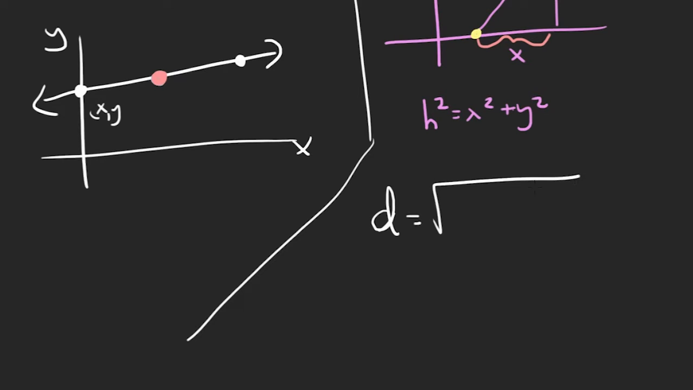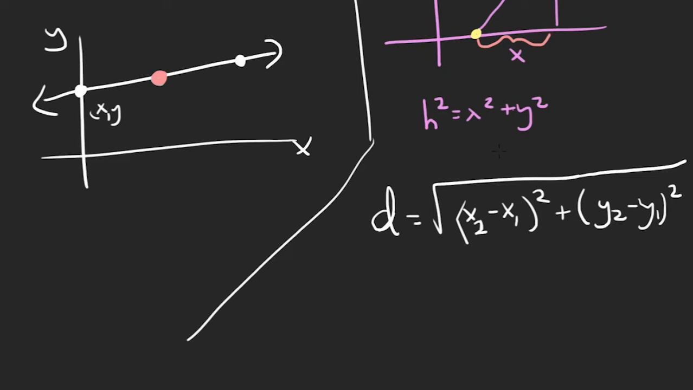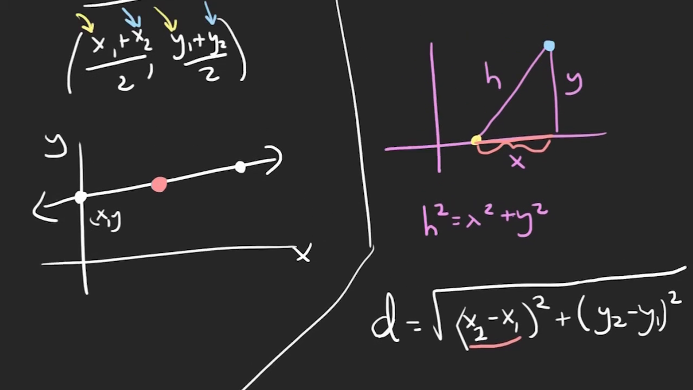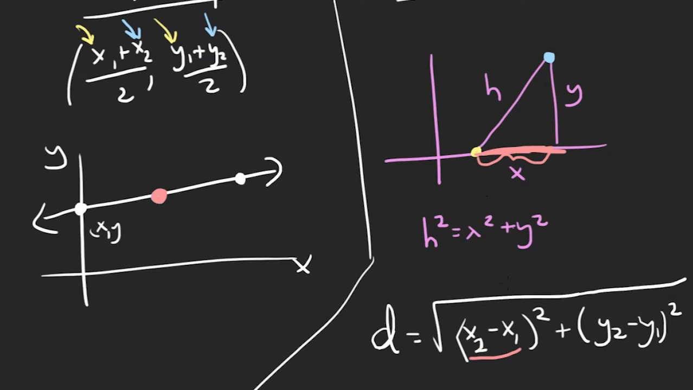D is equal to the square root of (x2 minus x1) squared plus (y2 minus y1) squared. It doesn't matter which order, but I'm going to do x2 minus x1. The idea is that x2 minus x1 gets you this distance right here, going back up to the triangle, and then you square it. And then the y distance you get from doing y2 minus y1, and you square that.